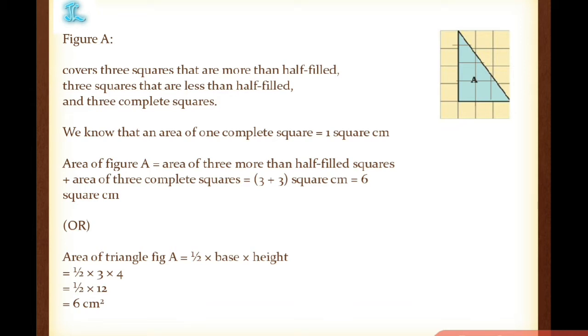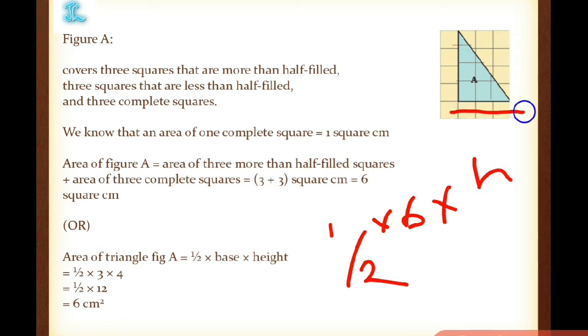Now, this is a triangle. What shape is this? This is a triangle shape. So, the area of a triangle formula is half into base into height. Half into base into height. This is the base, and this is the height. Half into base into height.